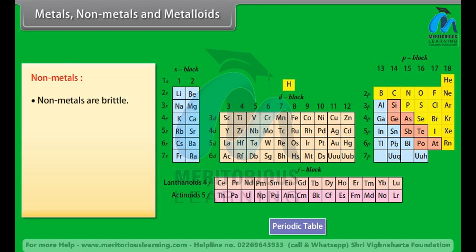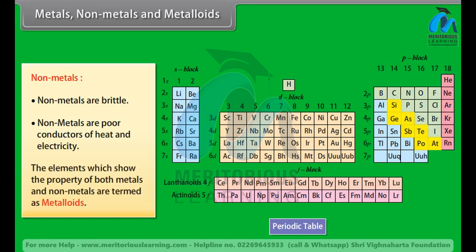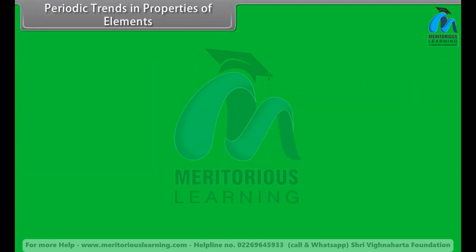Non-metals. Non-metals are brittle. Non-metals are poor conductors of heat and electricity. The elements which show the properties of both metals and non-metals are termed as metalloids. Periodic trends in properties of elements.